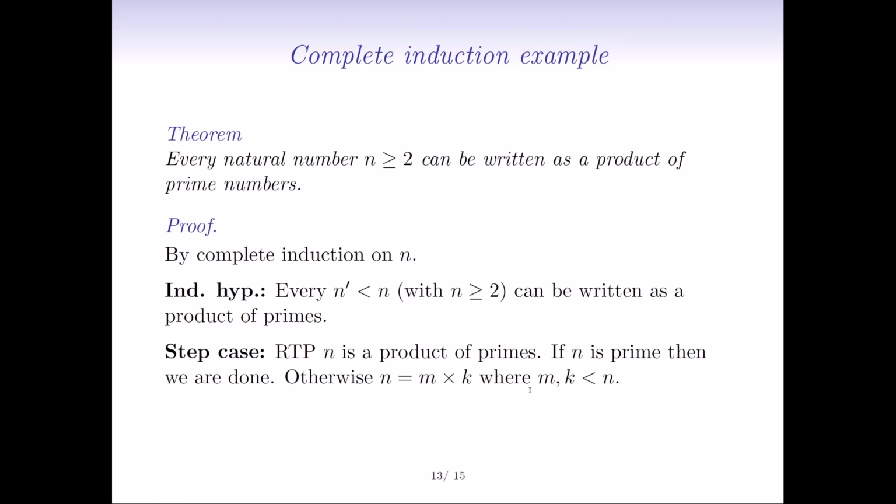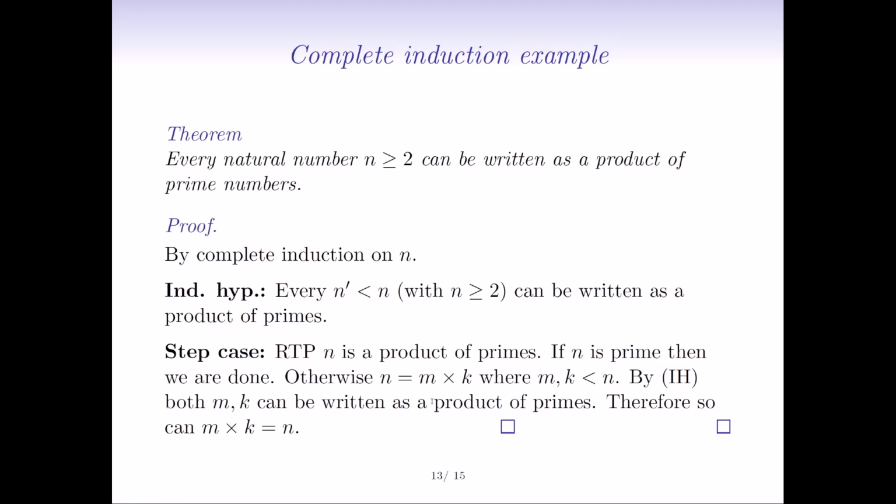So in this case, we have that n is equal to m times k, and m and k are both strictly smaller than n, and that means that by our induction hypothesis, they can both be written as a product of prime numbers. And that means that if m is a product of prime numbers and k is a product of prime numbers, then m times k is a product of prime numbers as well. And we have n equals m times k, so n can be written as a product of prime numbers. And we're done. It's really that easy.